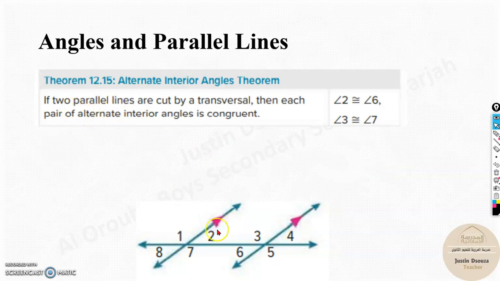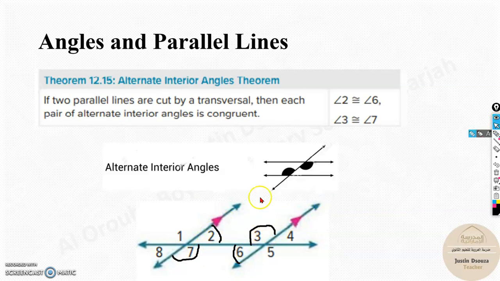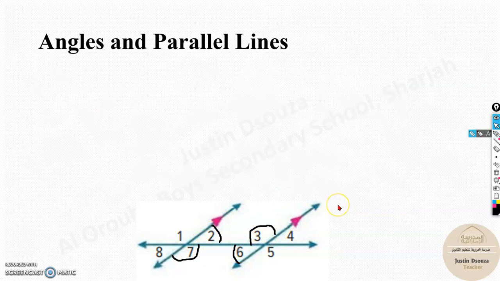Same thing over here now, alternate interior angles. We know interior angles are the inside angles. So now these two lines, inside are all the angles over here, this and this. The four angles are interior. If we consider 2, 6 is interior, 2 and 6. Now alternate means opposite. So 7 and 3 over here are alternate interior. So now 7 and 3 are congruent, 2 and 6 are congruent. So this is about alternate interior angles.